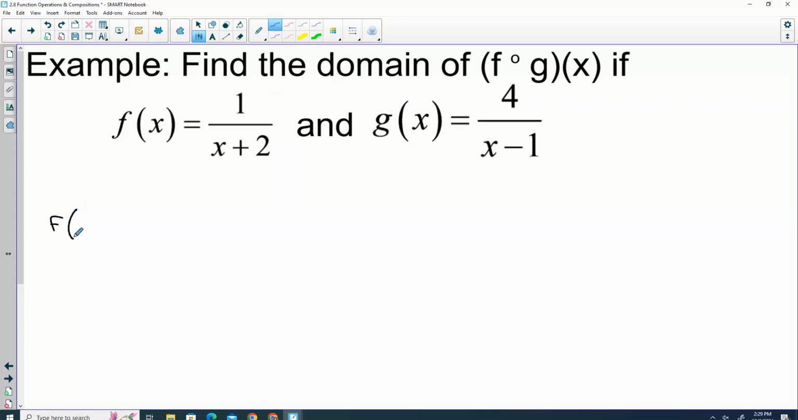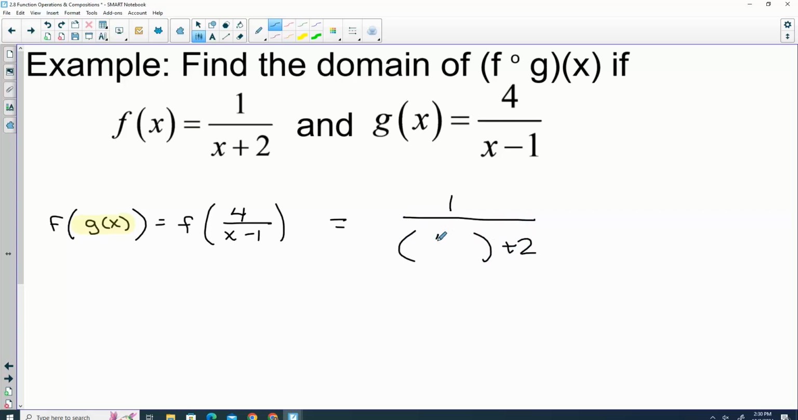So we need f of g of x. And we start on the inside. G is 4 over x minus 1. What do I have to do with that? Plug it into the other one. So I have to go to f, but anywhere we saw an x, we are replacing it with 4 over x minus 1.